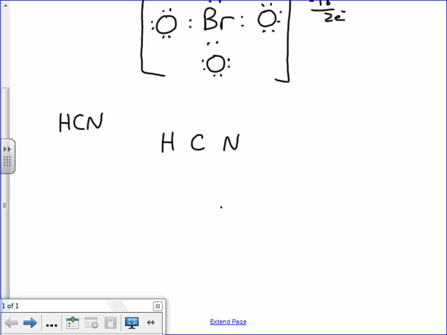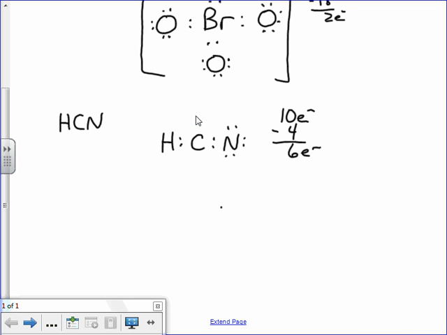We've got 10, right? 1, 2, 3, 4. That'll leave us with 6. And then we need to put those around the outside atoms, except we don't put them around hydrogen, because hydrogen's already happy. 1, 2, 3, 4, 5, 6. Well, carbon's not happy, is it? Not happy at all.